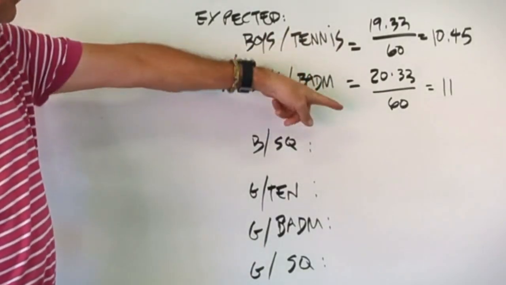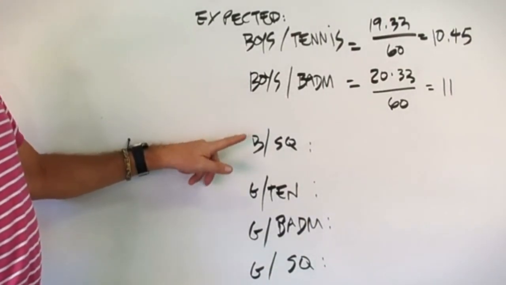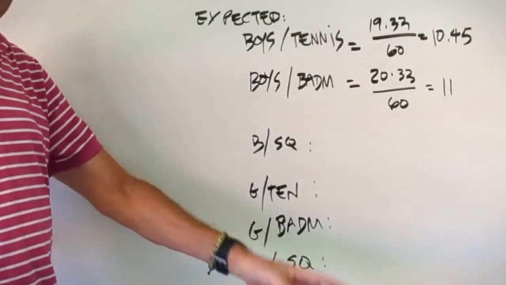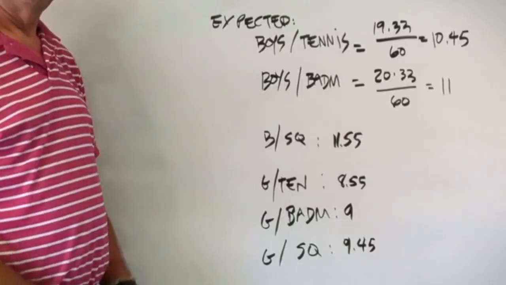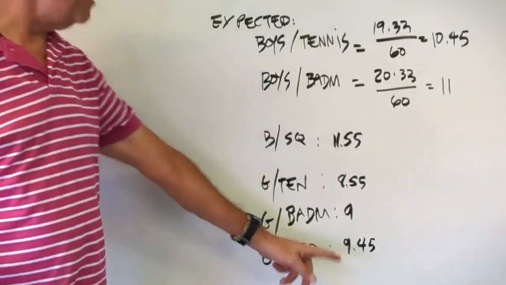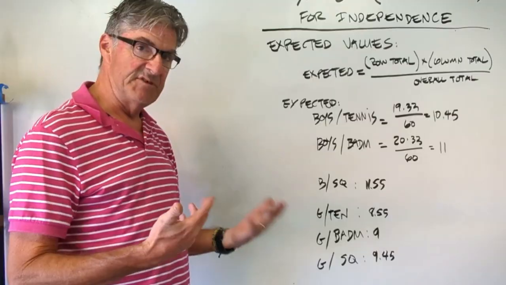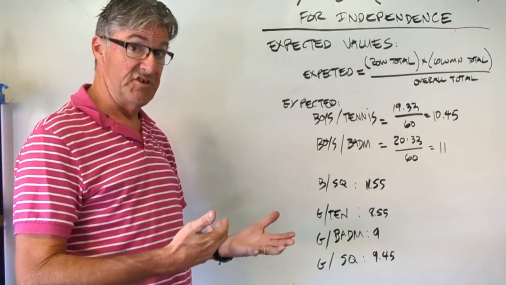So now that you've seen this calculation a couple times, I think you should be able to crank these out. We got 4 more. Boys in squash, girls in tennis, girls in badminton, and girls in squash. So pause the video and do those calculations and come right back. Okay, so here are the expecteds I get from doing that math the same way as that. So check your work there. If you made any mistakes, go ahead and dig back and make sure you did the right multiplications and divisions.